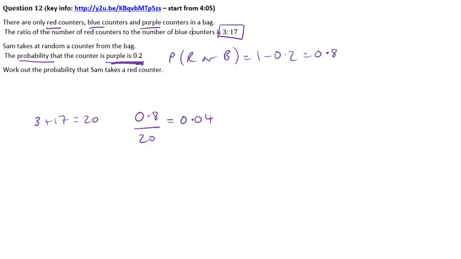Now we're interested here in red counters. So the red counters had a share of 3. So we need to do 3 times 0.04. And that's the probability of it being a red counter. And that's the answer we need. We don't also need to work out the probability of it being blue.